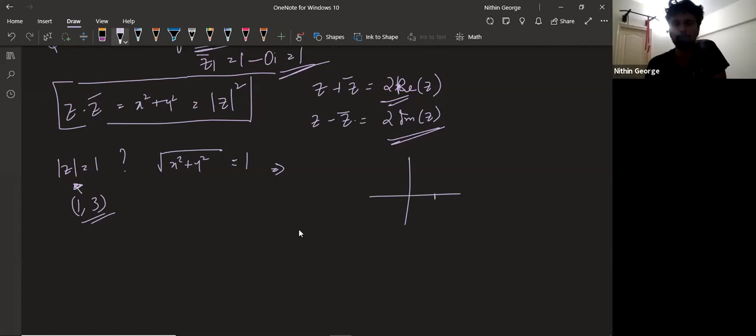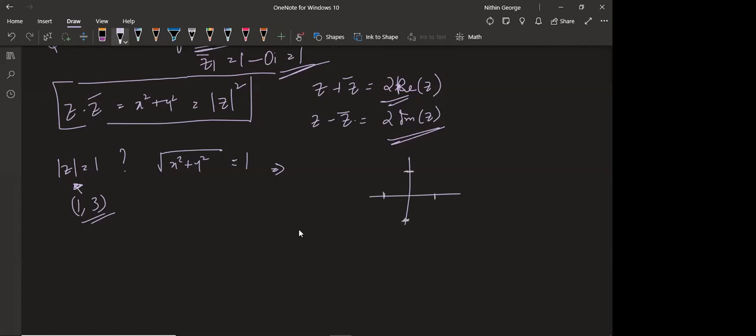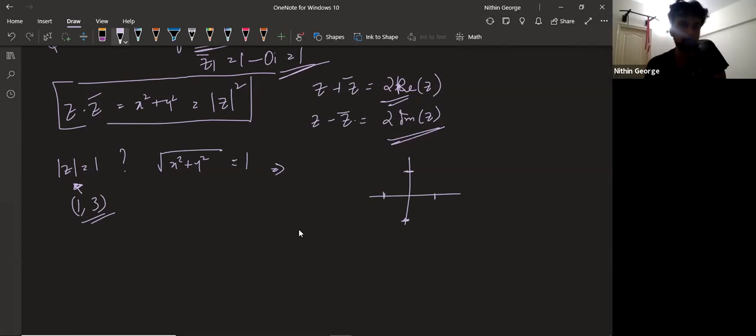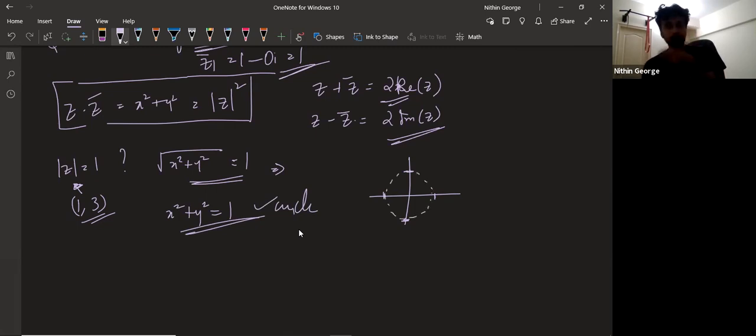Okay. So you're talking about points like this. Yes, sir. But there are many more points in between that are applicable. Okay. So just square this equation. What do you get? What is this? This is a circle. Right. So you basically have a circle of radius 1. So whenever they say mod z is equal to 1, they're referring to a circle of radius 1. Is this clear now?